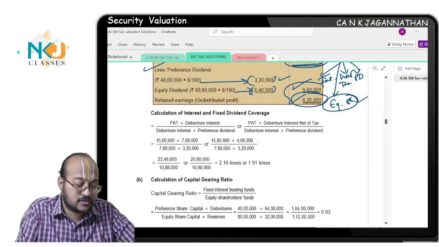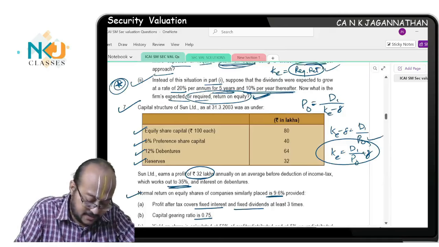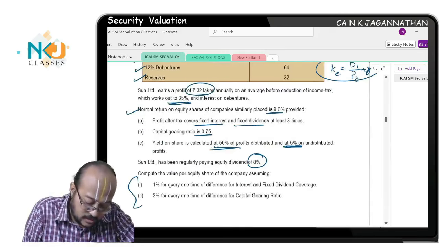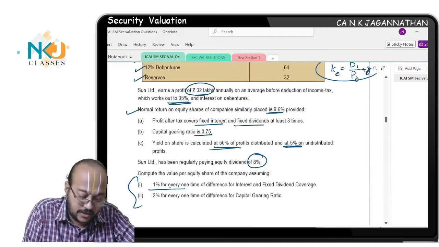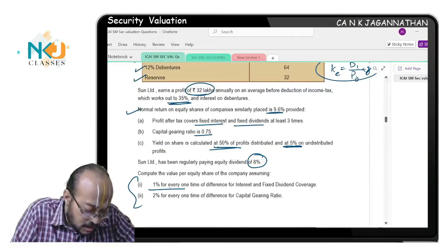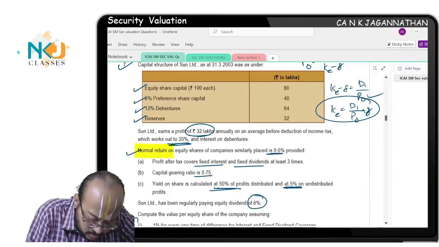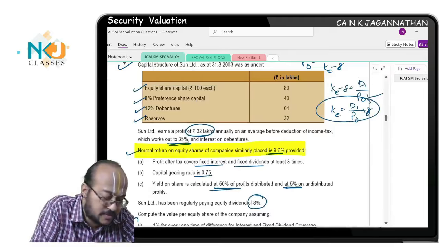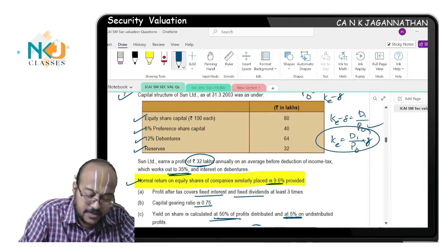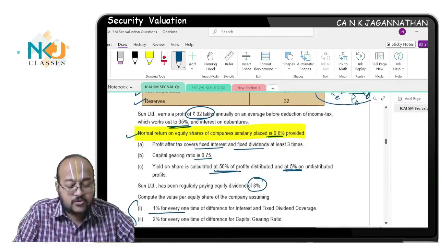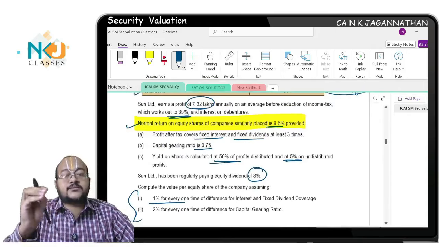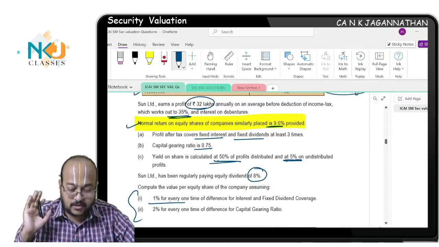See, very simple. First, see what they have given. Adjust the KE using these two data. First, the KE you should adjust. The normal return on equity shares of the company is 9.6%, provided. I am highlighting this. Are you understanding? Which means 9.6%. If nothing is given in the question, 9.6 as such you can take and discount the earnings.